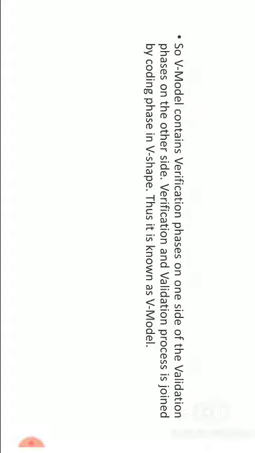The verification and validation processes are joined by the coding phase in the V model. Both phases are the same, and these phases are joined at the time of the coding part only. These two sets of phases, verification and validation, are joined at the coding part. That's why it is known as the V model.